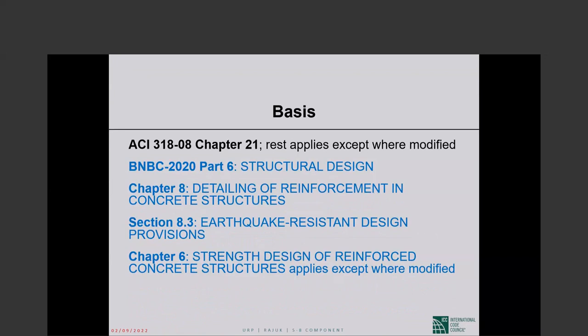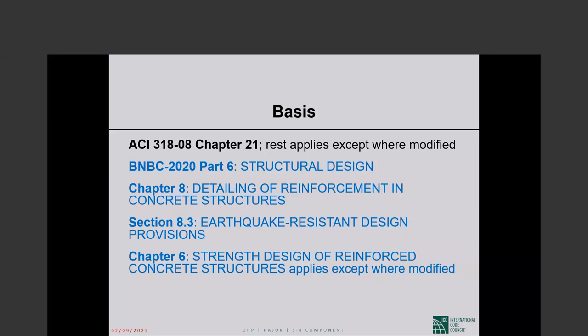So in BNBC Part 6, which is structural design, Chapter 8 is on detailing of reinforcement in concrete structures. The seismic detailing is in Section 8.3. That is the equivalent of Chapter 21, titled just as Chapter 21 is, earthquake resistant design provisions.